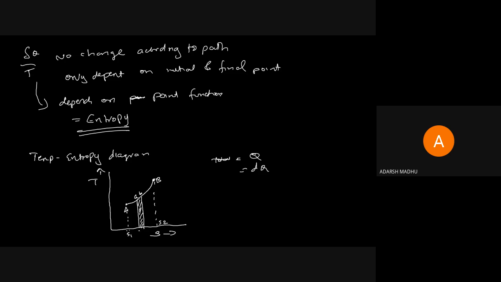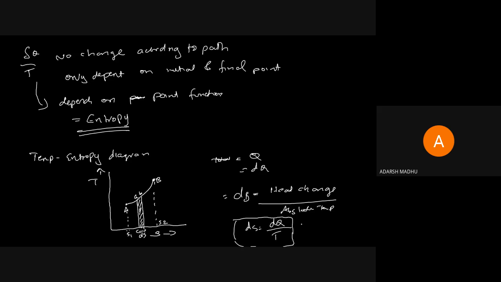The entropy value of the small bit is dS. And we can relate the equation: dS equals, taking the vertical width of the small area as the heat change, divided by the absolute temperature. That is dS equals dQ by T. Okay, dS equals dQ by T.